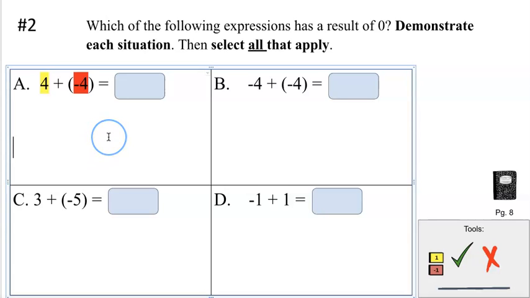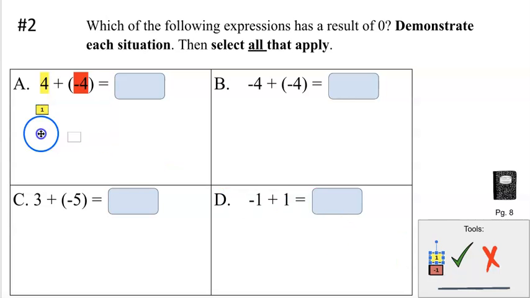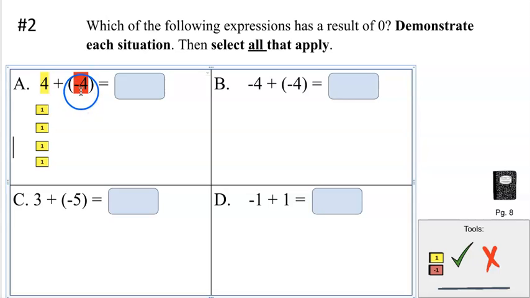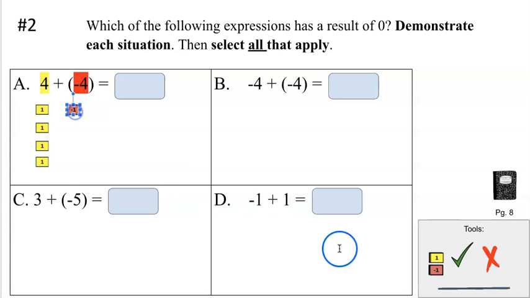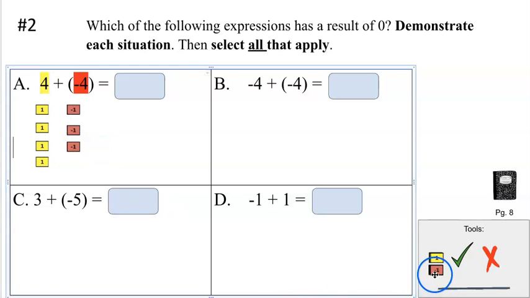Okay, so now we are going to put 4 yellow tiles. So here's 1, 2, 3, and 4. Okay, and the next integer says negative 4, so we're going to need 4 red ones. So we're going to put 1, 2, 3. Let me straighten that up a little bit, and 1 more, 4.